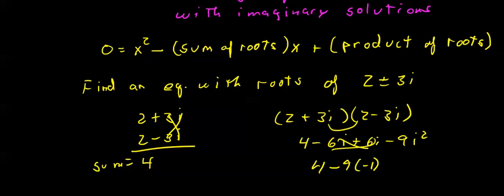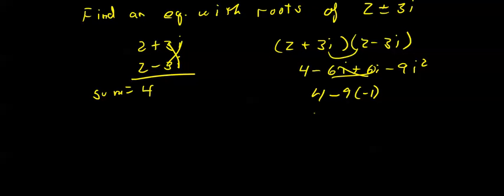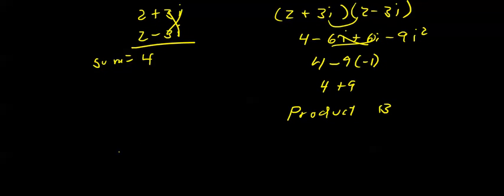And then if there's one place people make mistakes, it's right with this. It's 4 plus 9, or the product is 13. Oftentimes, people screw up the sign here, so be careful. All right, so my equation is 0 equals x squared minus the sum, 4x, plus my product, plus 13.